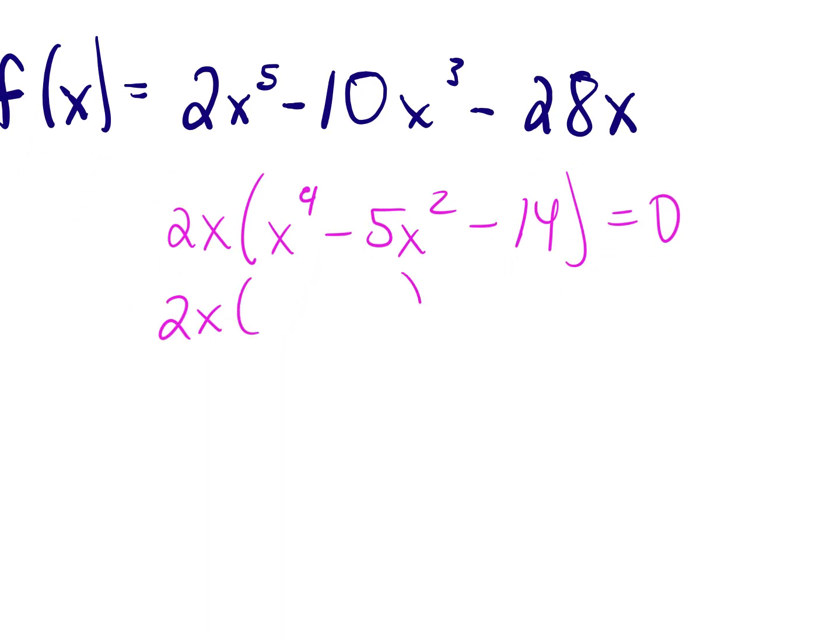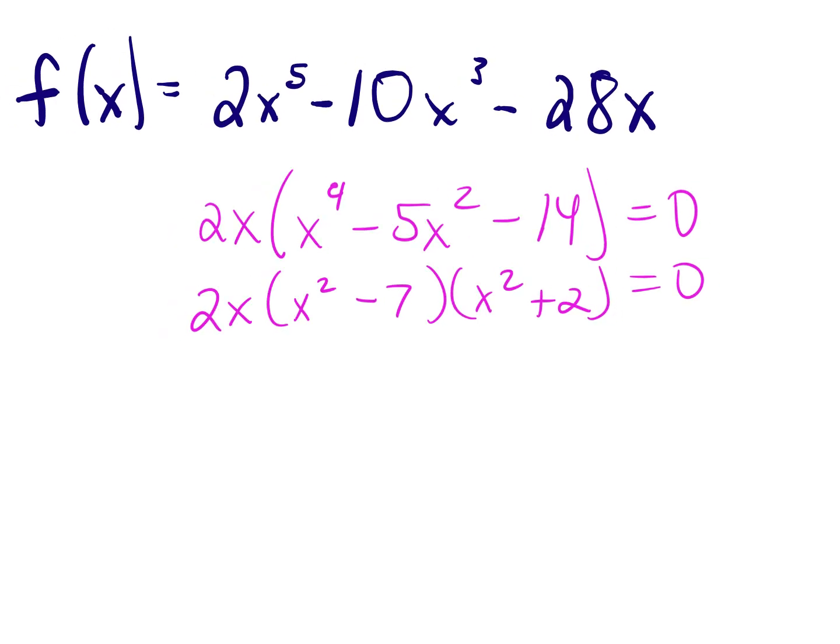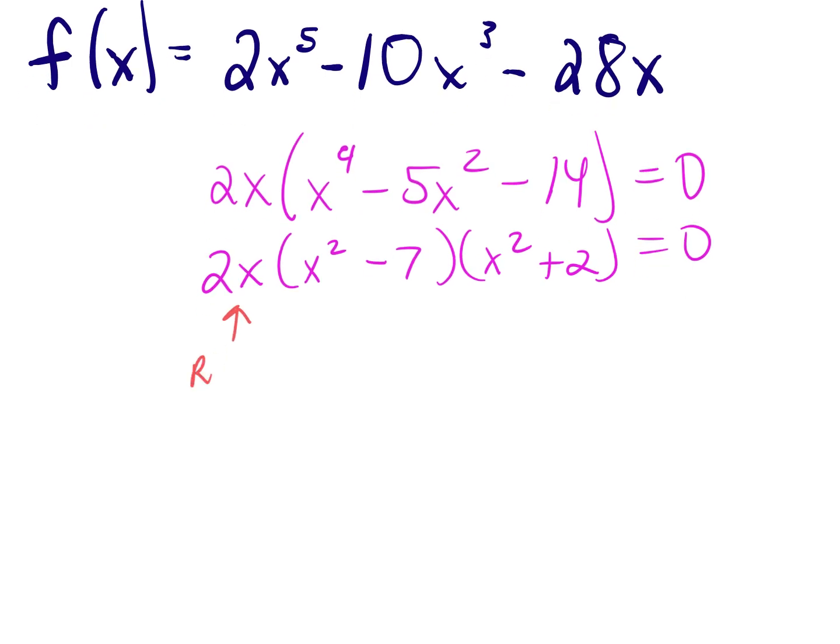This is a trinomial. You guys can factor this more. This is 2x. What times what is going to give you x to the 4th? X squared, good. What are the factors of negative 14 that multiply to give you negative 14 but add to give you negative 5? Minus 7 plus 2. Now at this point, you guys should be able to recognize the difference between these answers. 2x, when I set that equal to 0, do you guys agree that's going to give me 0? That means this is real and it's pretty.